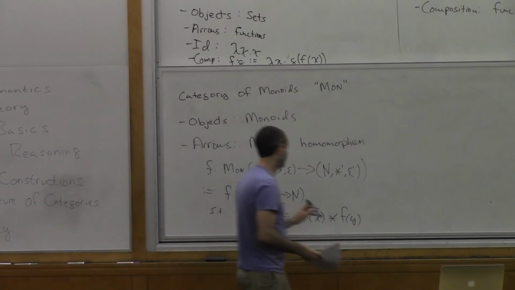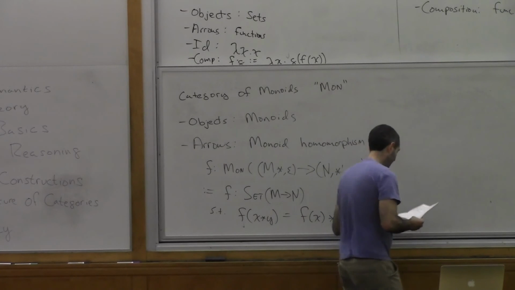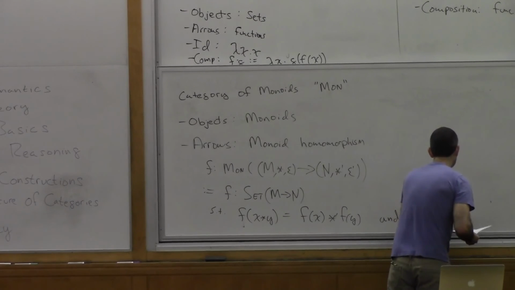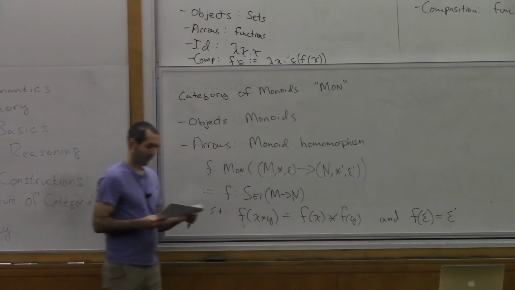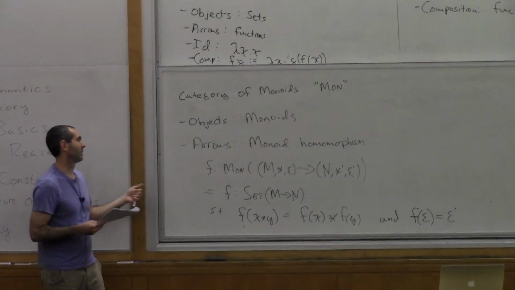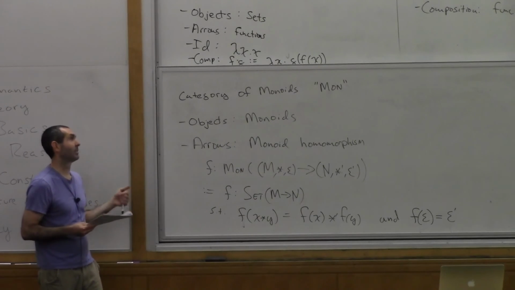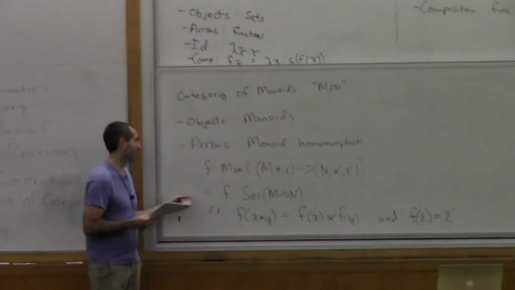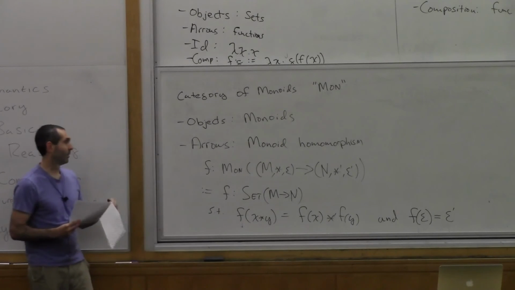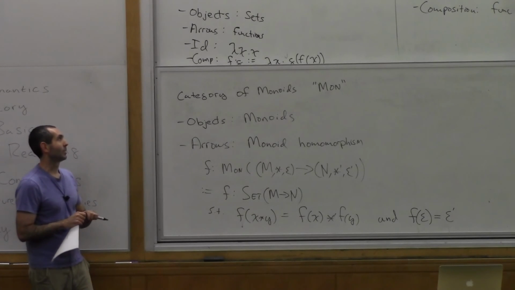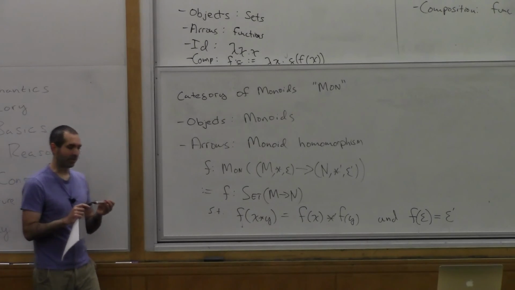And similarly, if we send over the unit, then it's just the unit. Okay. And then you have to check that identity morphisms are identity functions, and composition of morphisms is function composition, so you just have to check that those things preserve the monoid structure. Okay, so this is a little menagerie of structured sets as categories and categories of structured sets.